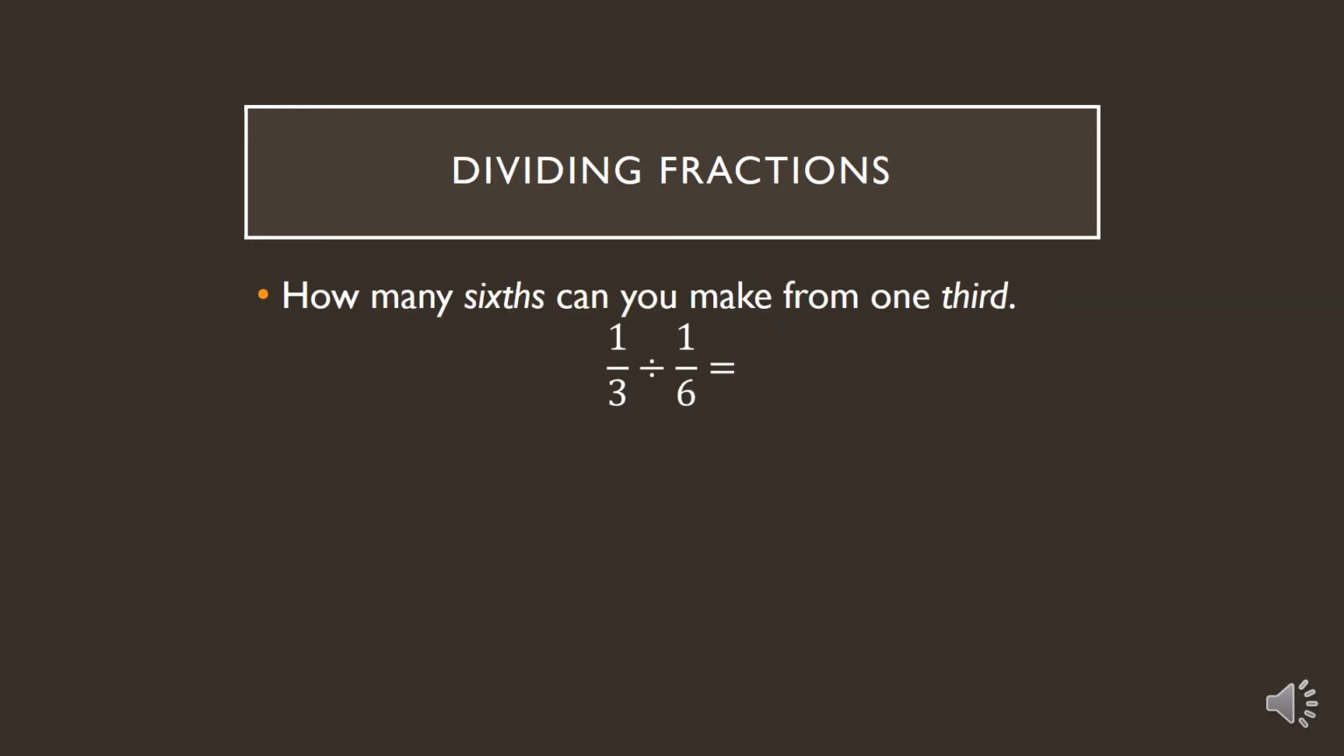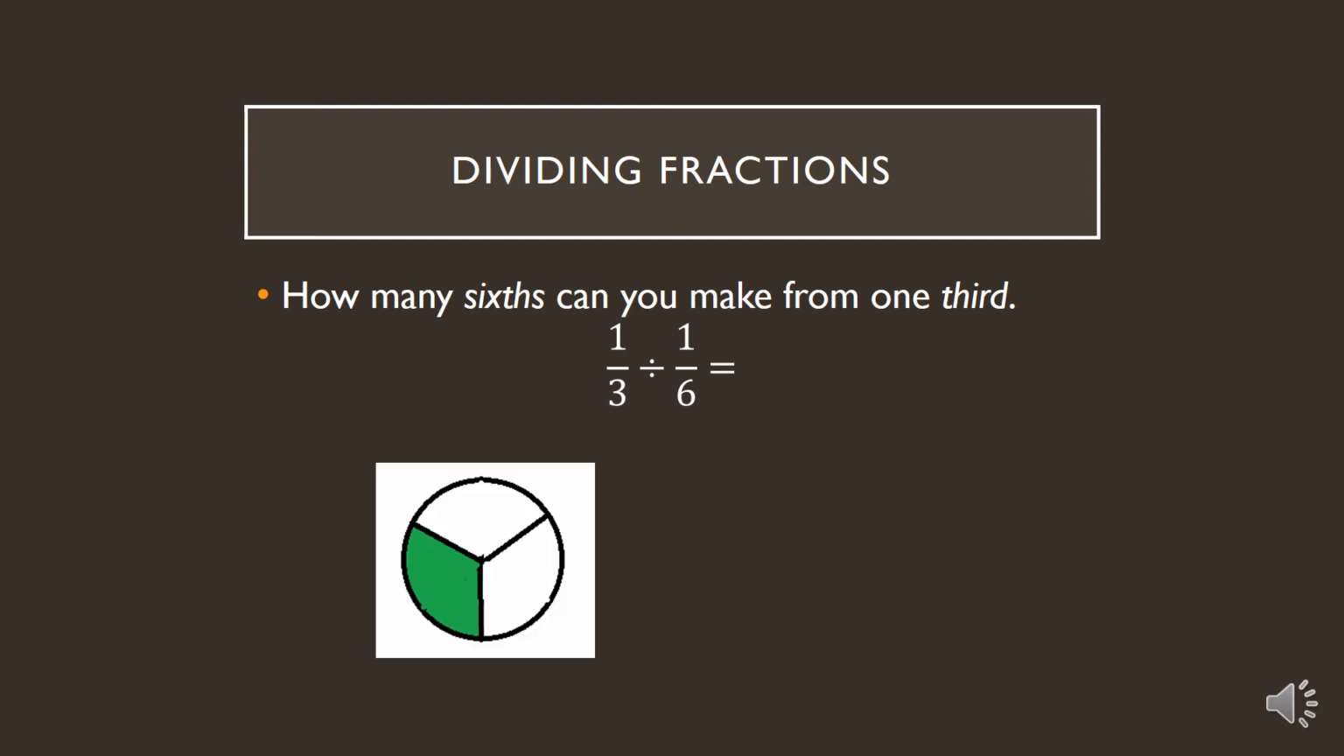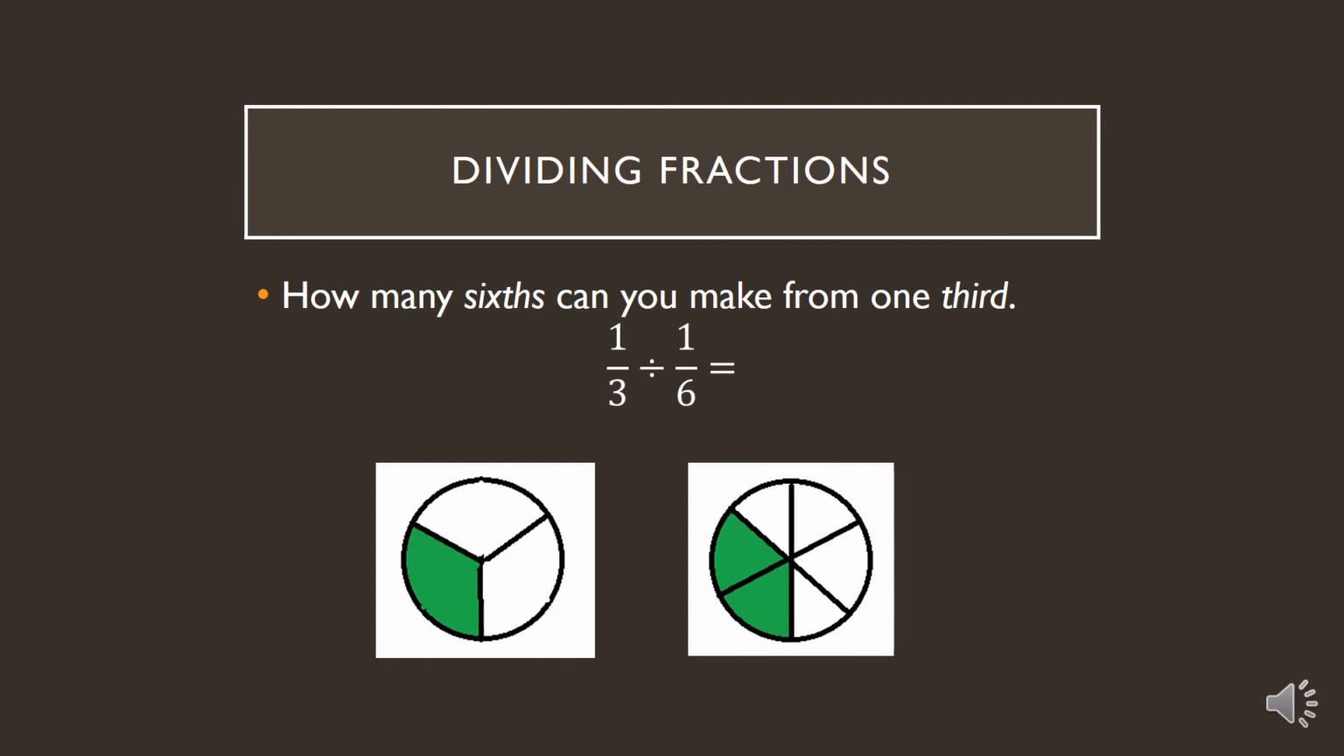Now, dividing fractions takes a bit of thought, okay? If we think of dividing up what we're given at the beginning, how many sixths can you make from 1/3? So you start with 1/3. How many sixths can you get from that? Okay. So here's 1/3. How many sixths can we make from that? We can make 2/6. The answer is 2. Okay. So keep that in mind.